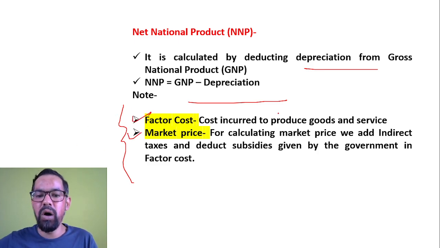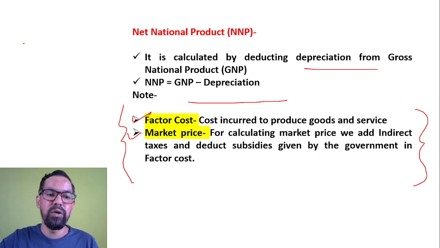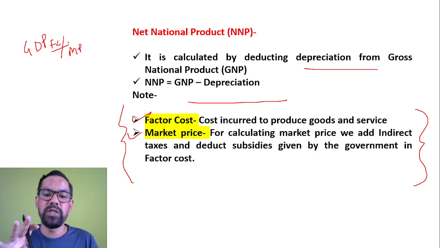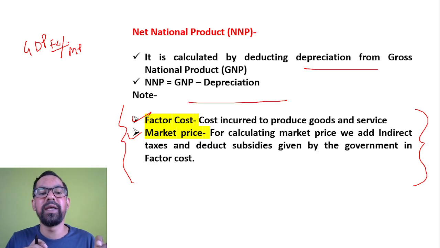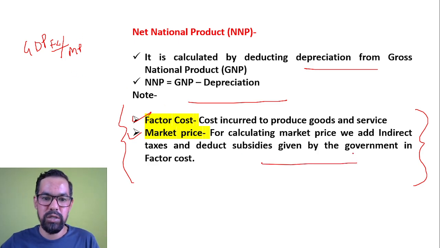Factor cost of production, simple. Factor cost of production, and market prices after addition of some taxes and other costs. Whenever you see data related to GDP or NNP, you will find GDP at factor cost, or GDP at market price. When they mention factor cost, they are doing the calculation on the basis of cost of production of that particular goods and services. And if you talk about market price, it is calculated with indirect taxes added and subsidies by the government deducted from the factor cost, right?